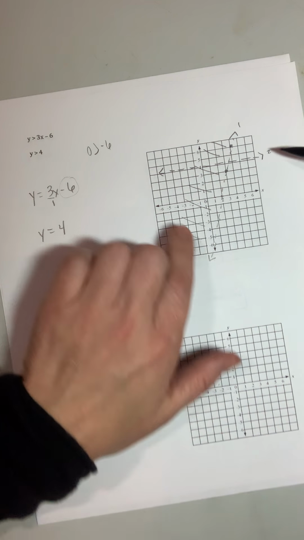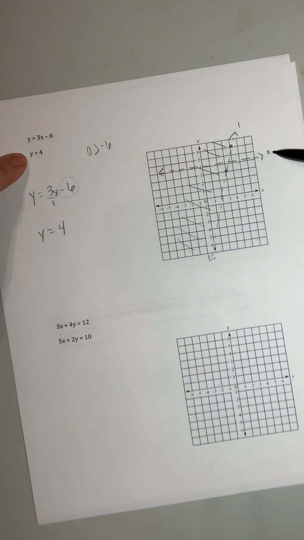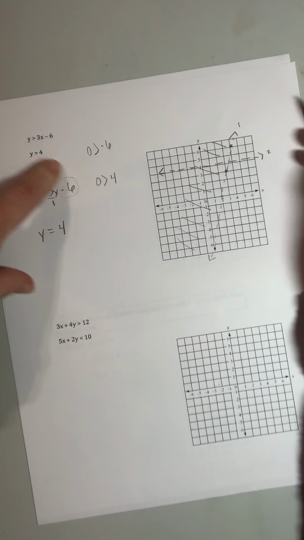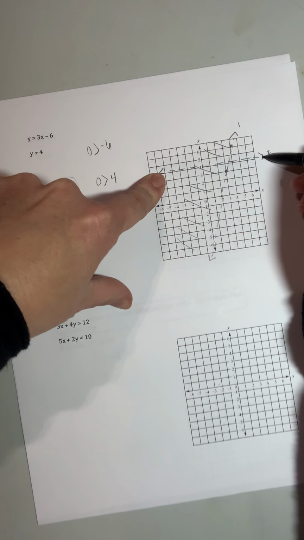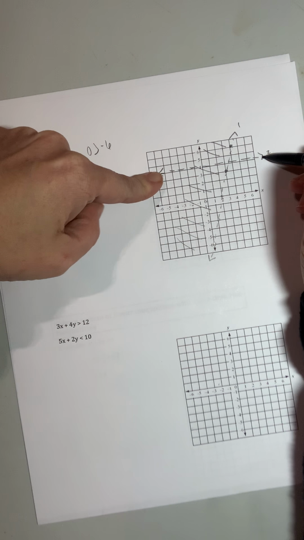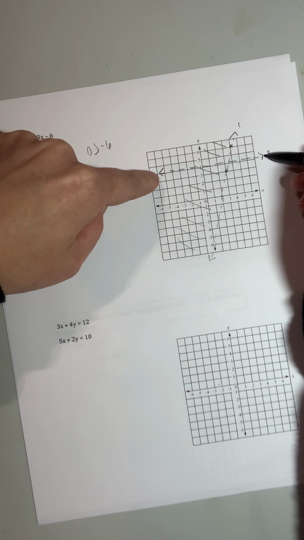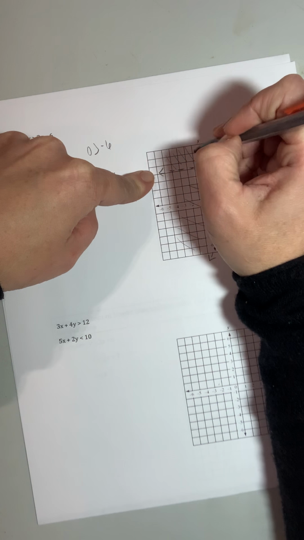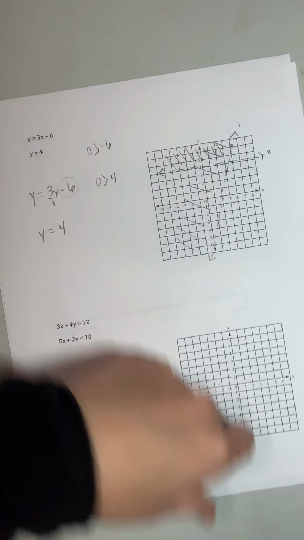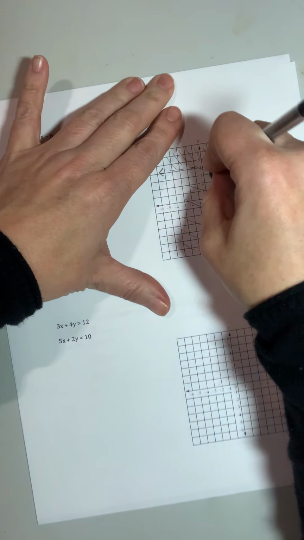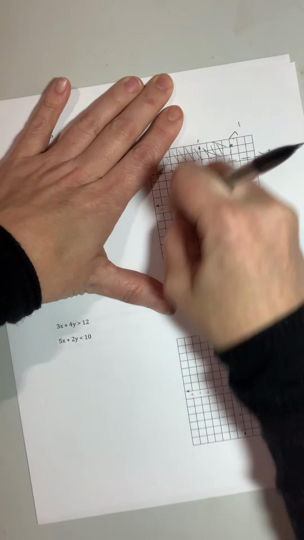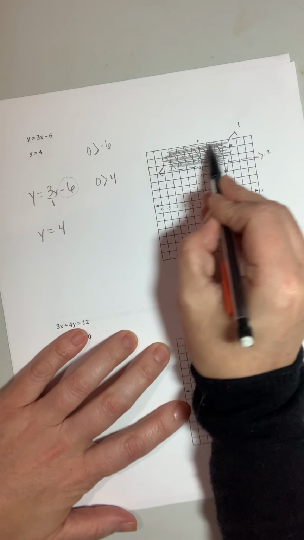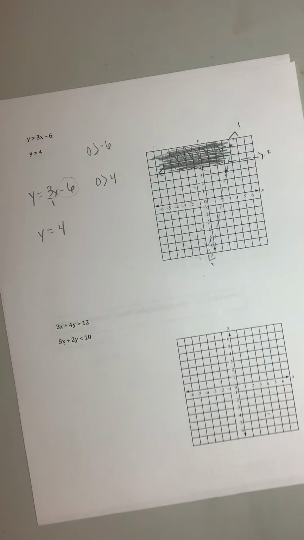Okay, now let's go to this line. If I put 0 in, is 0 greater than 4? No, it's not. So that means you cannot include the test point from this line. And the test point's underneath this, that means you're going to shade above. So what do they have in common? Above. So your final answer is that.